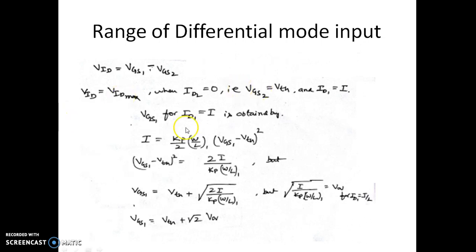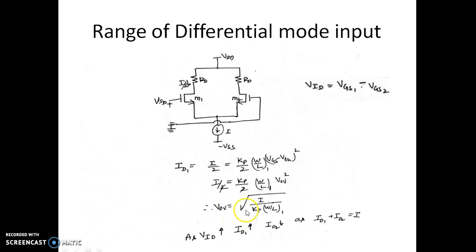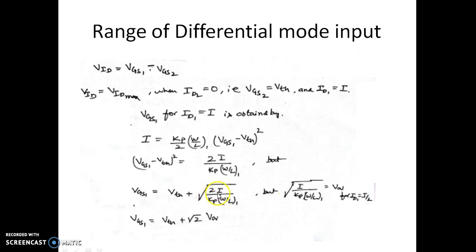Now we are trying to replace this expression. In this expression we have the root of I by Kp into W by L, and we are replacing it by VOV. Then VGS1 will become VTH plus root 2 times VOV. Meaning, if a current of I has to flow through MOSFET M1, the VGS has to be VTH plus root 2 times VOV.